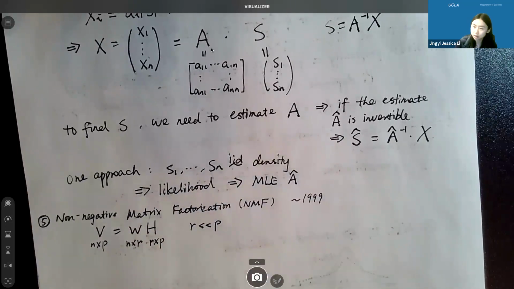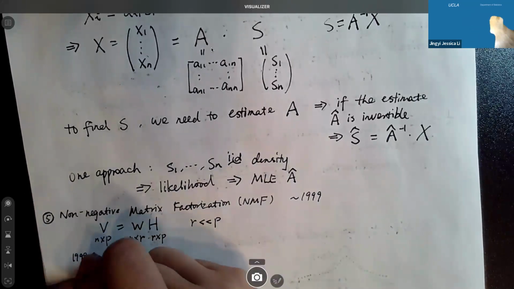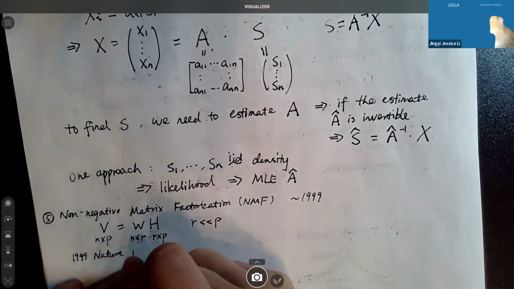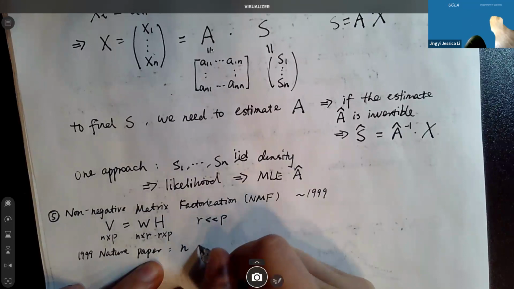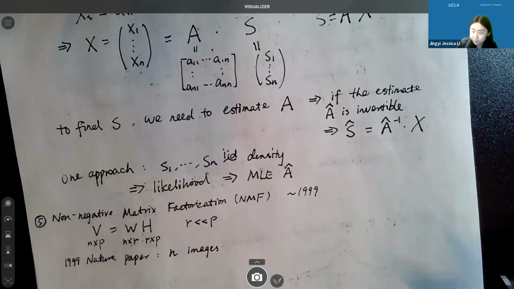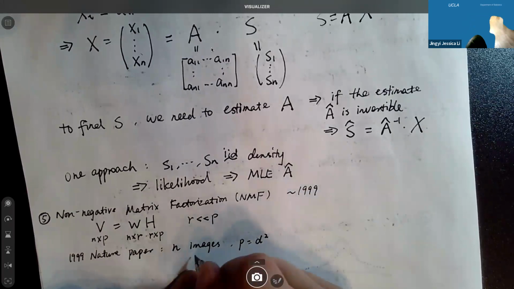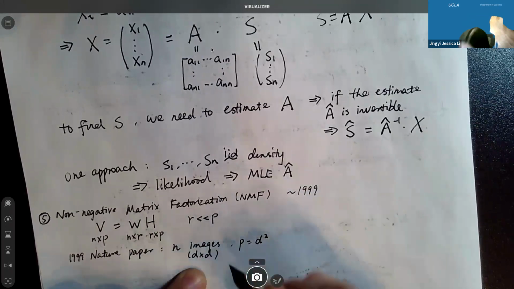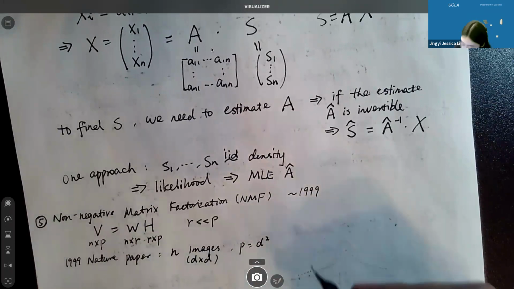So in the original application, in the 1999 Nature paper, we have n images, like facial images, and P is equal to D squared. So each image is D by D, D pixels by D pixels. So D rows, D columns, that's an image. So the number of pixels is D squared.